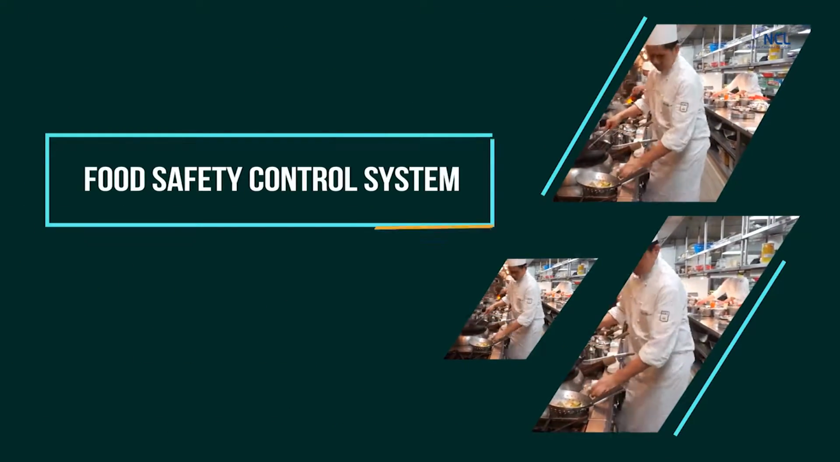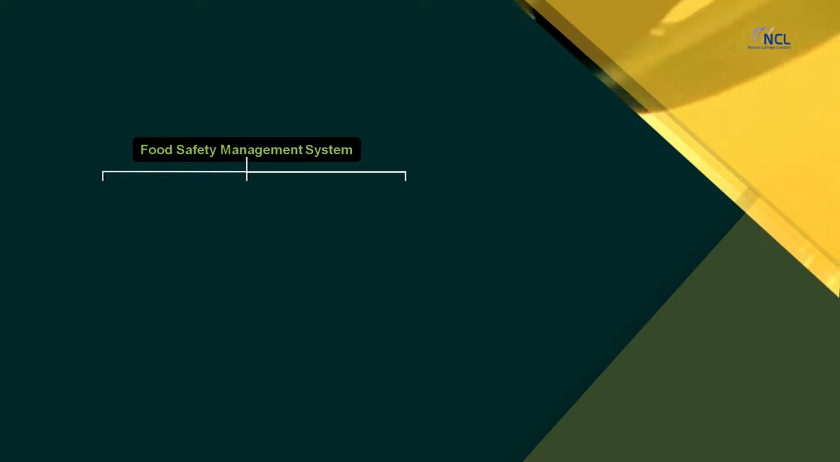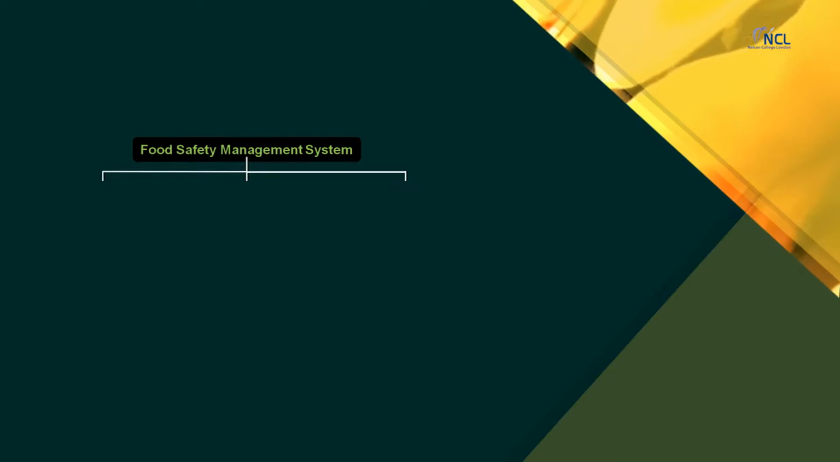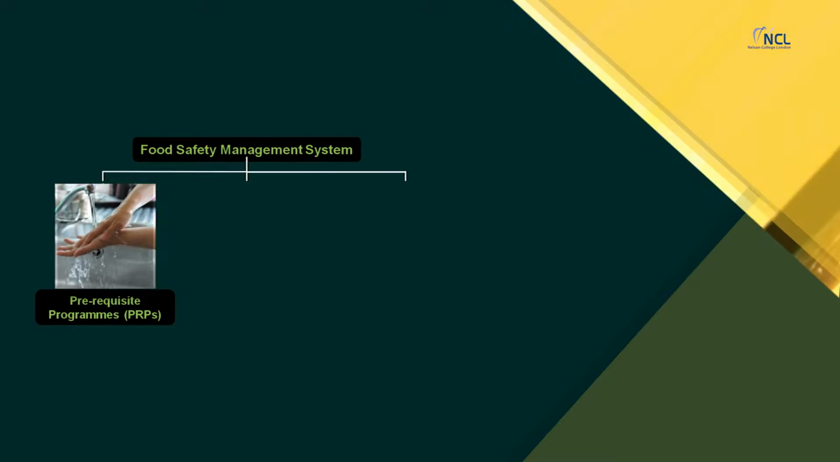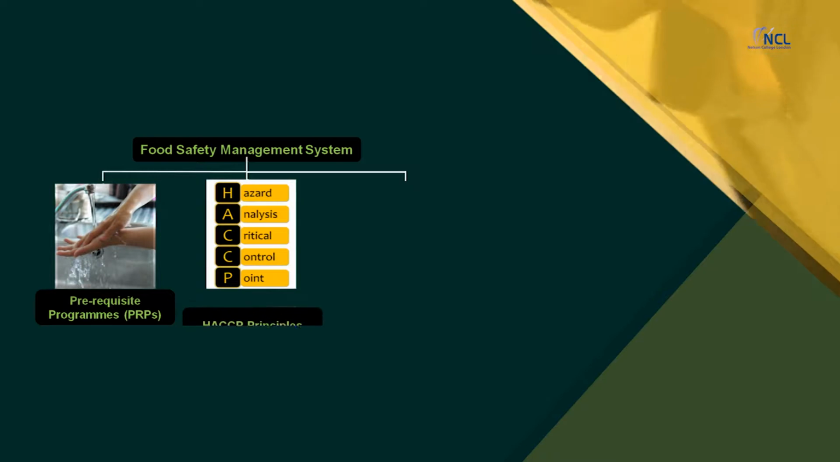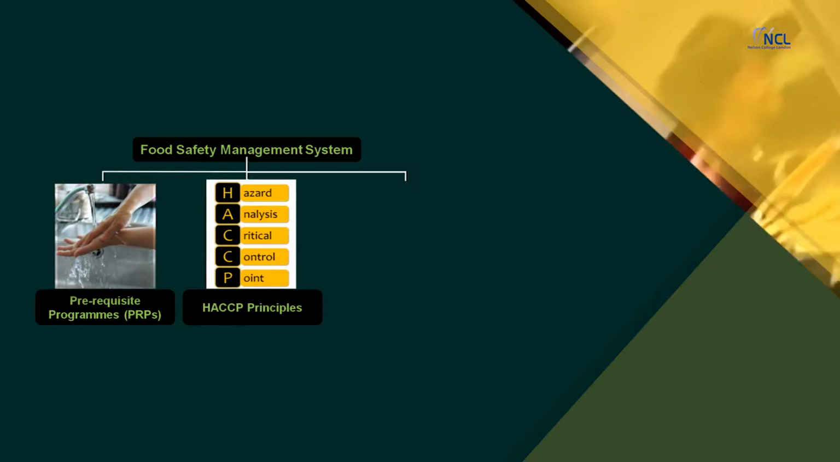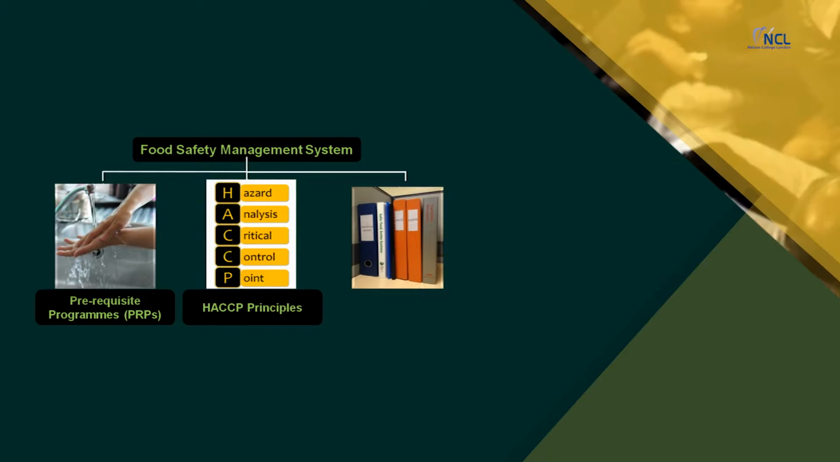Let's now look at Food Safety Control System. The Food Safety Management System, or FSMS, provides a preventative approach to identify, prevent, and reduce foodborne hazards. This is to minimize the risk of food poisoning and to make food safe for consumption. A well-designed FSMS with appropriate control measures can help food establishments comply with food hygiene regulations and ensure that food prepared for sale is hygienic and safe for consumers.